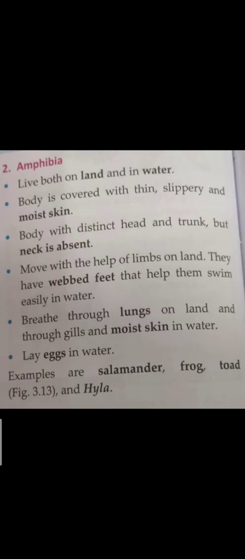Next class is amphibians. Amphi means both. Those animals which live both on land as well as in water are called amphibians. First characteristic is they live both on land and in water. Body is covered with thin, slippery and moist skin.